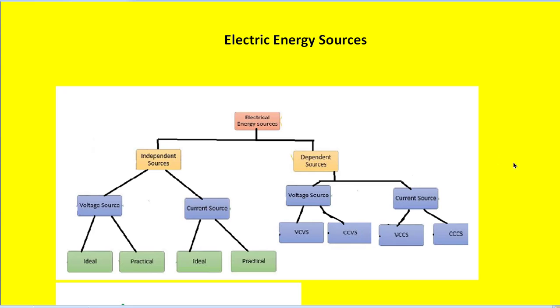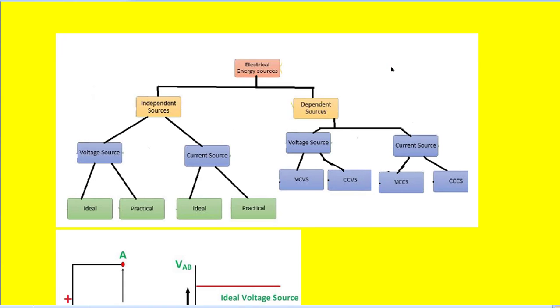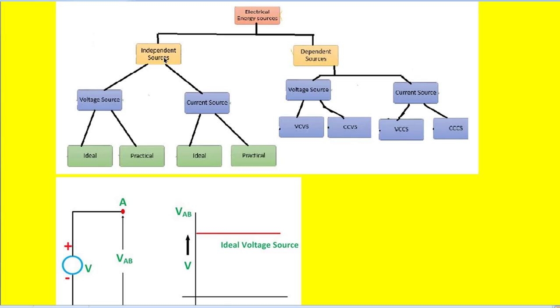Hello friends, today I will discuss the electric energy sources. Under this, there are two types of energy resources. One is independent sources, the other is called the dependent sources. Under the independent sources, again we have two types of sources. One is called the voltage source, the other is called the current source.